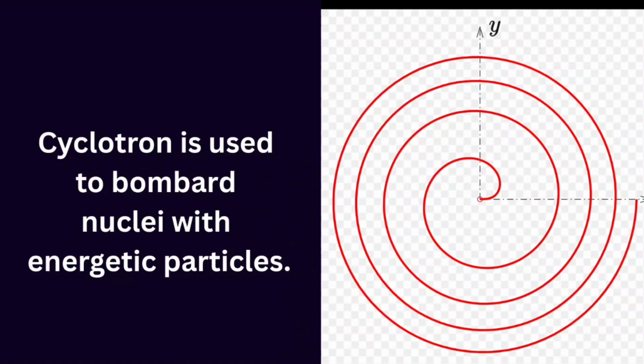Cyclotron is used to bombard nuclei with energetic particles. These are charged particles with higher masses. It may be a proton or a deuteron or any other charged ion. But in a cyclotron, an electron is not used because the electron is a very light particle, so it cannot be energized just like other massive charged particles.